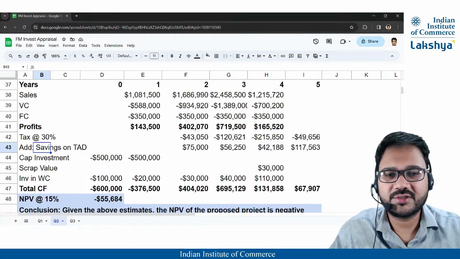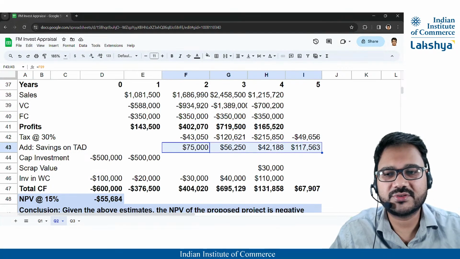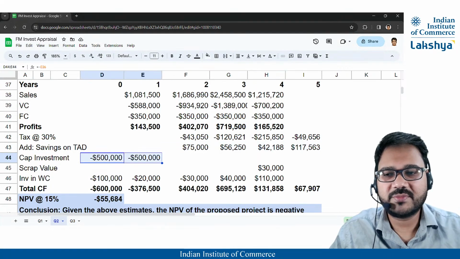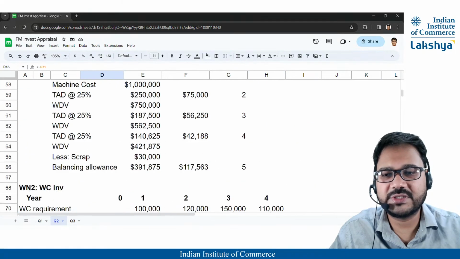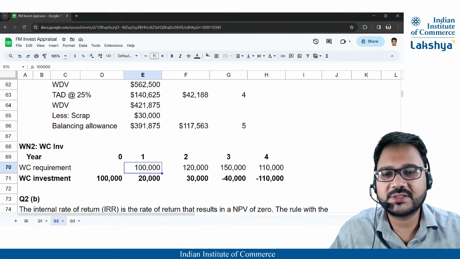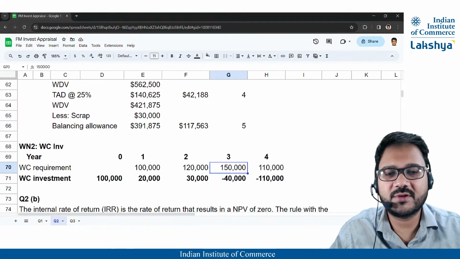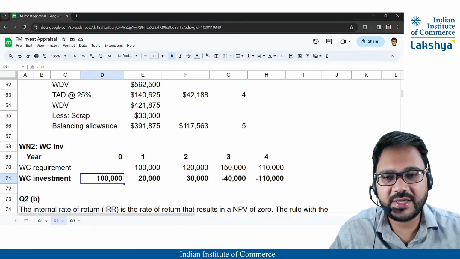Yeah, savings on TAD. So we write down our savings on TAD. Investments, scrap value. Now moving on to working capital. Working capital, as we discussed, what are the requirements? 100, 120, 150, 110. These are the requirements. So how much do we have to invest? We have to invest 100,000 today.